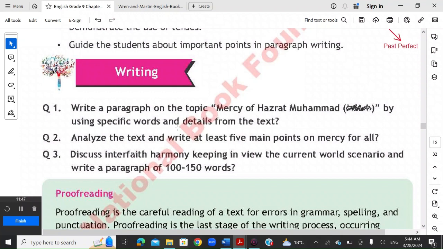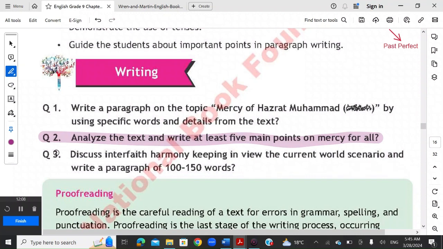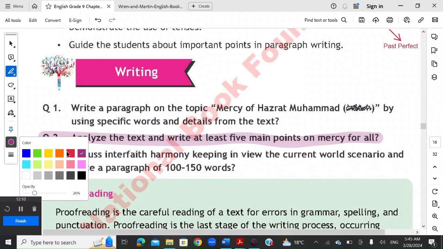Okay, let's move toward the next question. Analyze the text and write at least 5 main points on mercy for all. This is your home task. You are supposed to write this question in your notebook first, and then write the answer of this question. Write the answer of this question in the comment section.